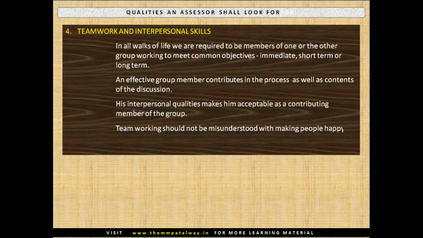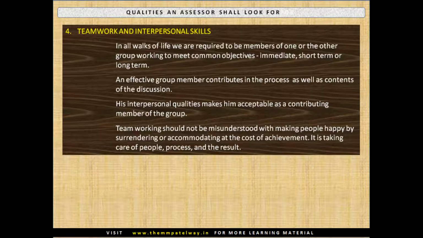Team working should not be misunderstood as making people happy by surrendering or accommodating at the cost of achievement. Many of us might think that in a group discussion session, our major task is to keep people happy and together. Keeping people happy and together is all okay, but not at the cost of achievement. At no point of time should you surrender or accommodate people at the cost of achievement. This is most important. You can surrender if required by the task. You can accommodate people if required by the task. Teamworking is taking care of people and at the same time taking care of the process and the result.